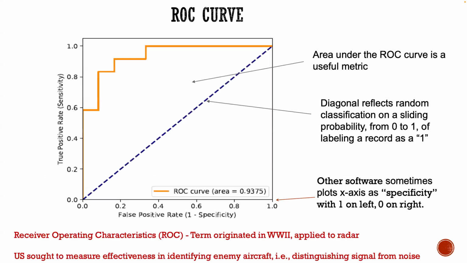Now, another way in which we capture the error in classification often is what we call the ROC curve. Essentially, ROC stands for Receiver Operating Characteristics. It's a term that originated in World War II, and it was applied to radars. The objective was to measure the effectiveness in identifying enemy aircraft using these radars, so distinguishing between signal and noise, right? That's what the original objective was, but this happens to come in handy in data mining models.